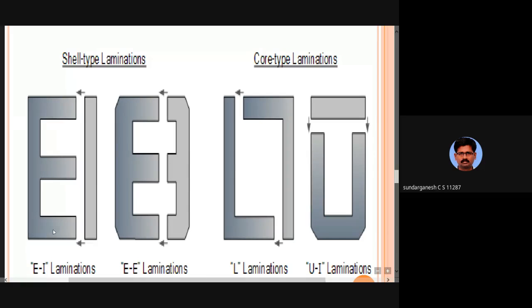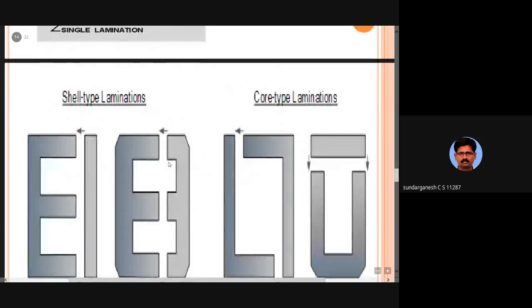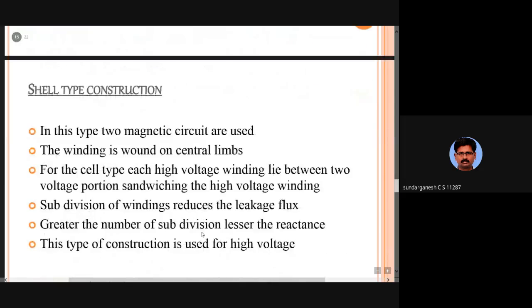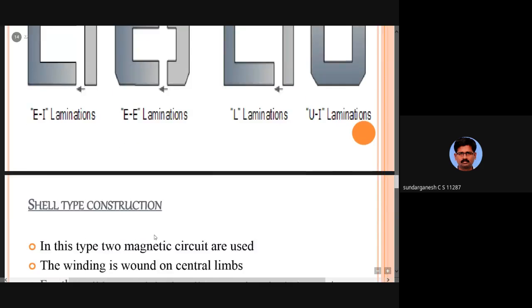The shell type lamination is in the shape of E, and the core type lamination is in the shape of L. We see here, you can use either L and T shaped. Here it is L shaped, so it is a core type construction. In the shell type, two magnetic circuits are used. Here only one shape, here two magnetic circuits are used.